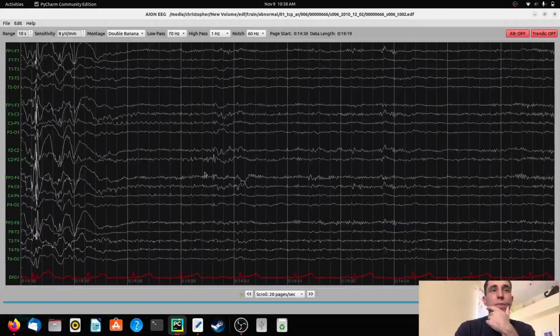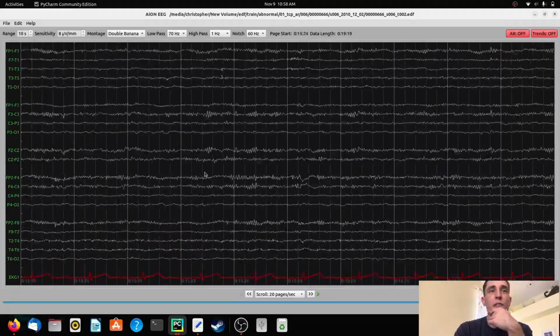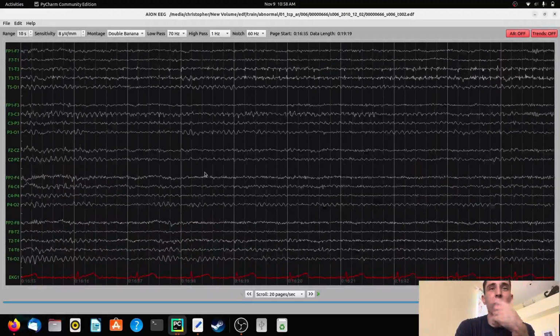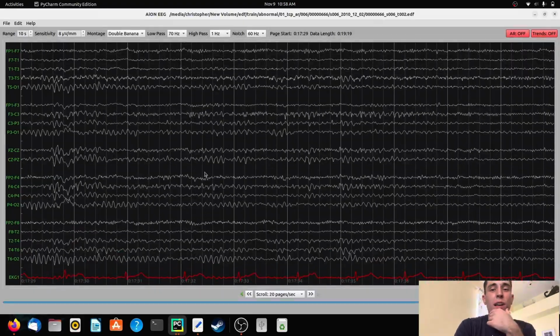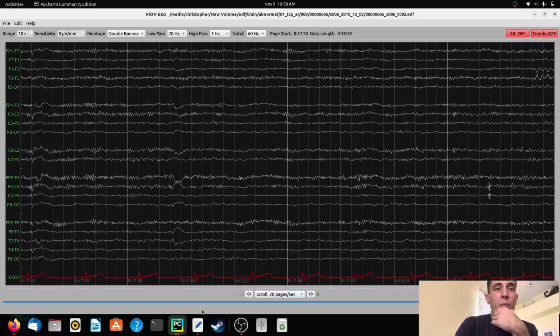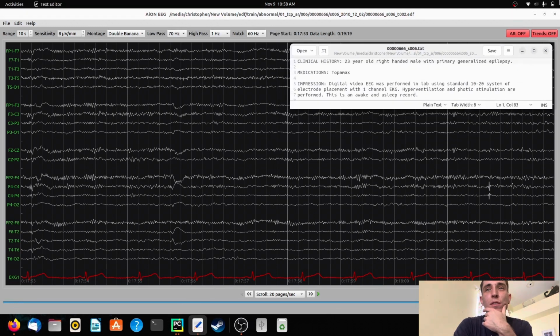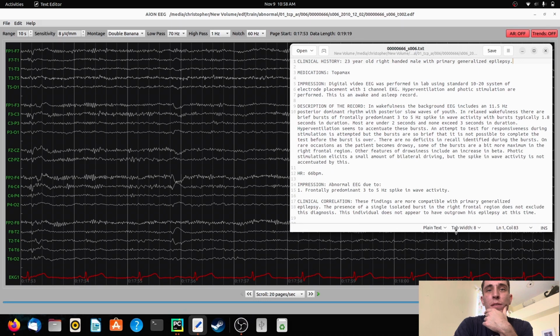Now, during the history, let's see what they say in the history. This is essentially the whole EEG, and it doesn't really change much from there, but let's look at the doctor's history, the full history, to see what the doctor thought of the EEG, so we can wrap up. So, 23-year-old, primary generalized epilepsy and wakefulness. The background shows an 11.5 hertz posterior dominant rhythm, which we all talked about, with posterior slow waves of youth.